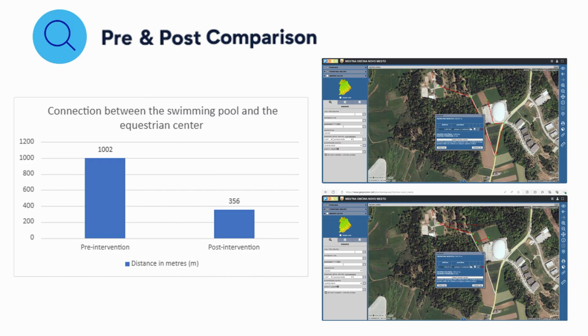First, we have Novo Mesto. Here, one of our key performance indicators focused on increasing connectivity between sports facilities. The solution? A sustainable forest path which also doubles as a health trail. This new route links the swimming pool and the equestrian center, reducing the distance from 1,000 meters to just 355 meters, which is a 64.6% increase in accessibility.